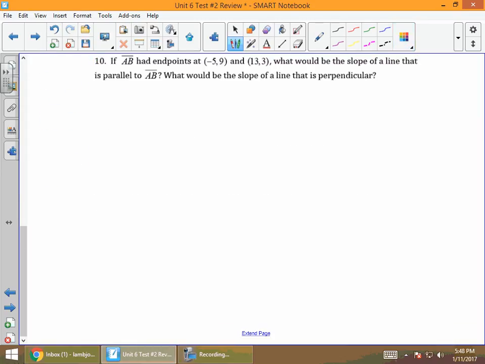All right, last one on this page is question number 10. If AB has the endpoints of -5, 9, and 13, 3, what would be the slope of a line that is parallel to AB? So I'm going to be looking for a parallel slope. And I'll be looking for a perpendicular slope. So the other thing was perpendicular slope.